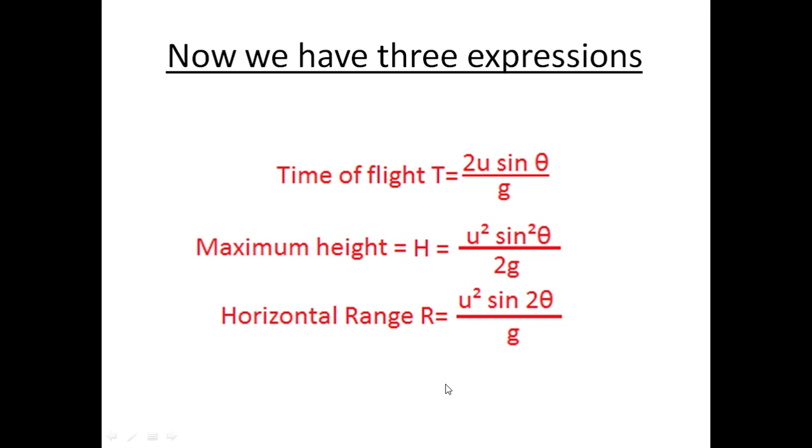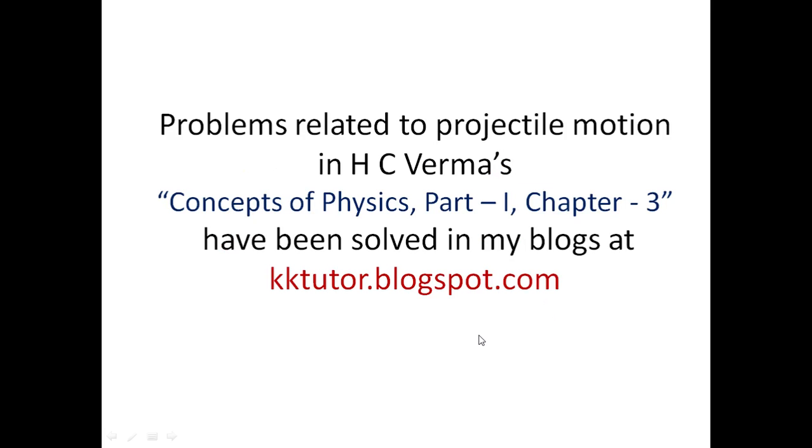So we have three expressions. We have calculated time of flight t equal to 2u sin theta by g, maximum height h equal to u square sin square theta by 2g, and horizontal range r equal to u square sin 2 theta by g.